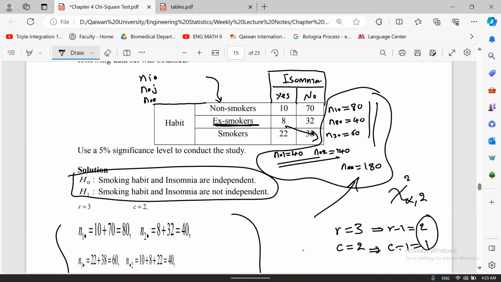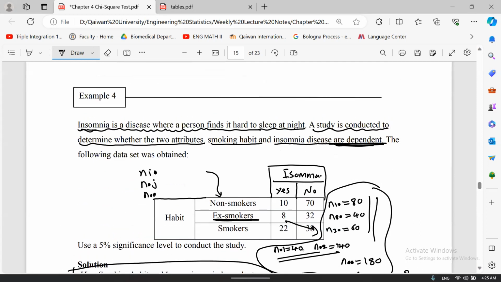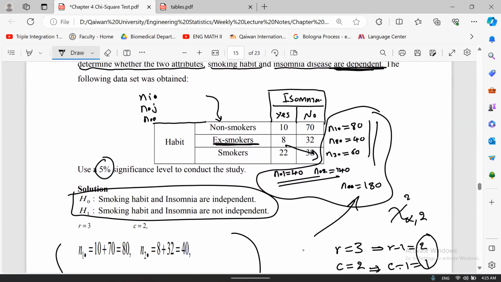Okay? That's it. Now, what's alpha? Alpha must be given in the example. Let's look at the example. It's given as 0.05. It's 5%, and you need to write it down as a decimal. It is 0.05.